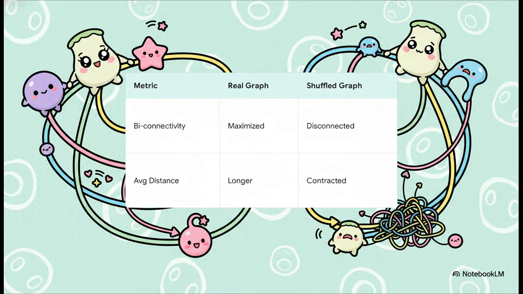Well, the results were pretty stark. When those connections were randomized, the overall network actually lost about 4% of its connected pairs. This proves the real yeast cell actively maximizes its biconnectivity. Basically, it ensures massive, highly efficient bandwidth so signals can successfully flow back and forth between the physical proteins and the regulatory genes. It really wants to be as connected as possible. But here's the counterintuitive part. Despite maximizing these connections, the real biological graph actually maintains longer average distances between individual nodes compared to the randomized versions.